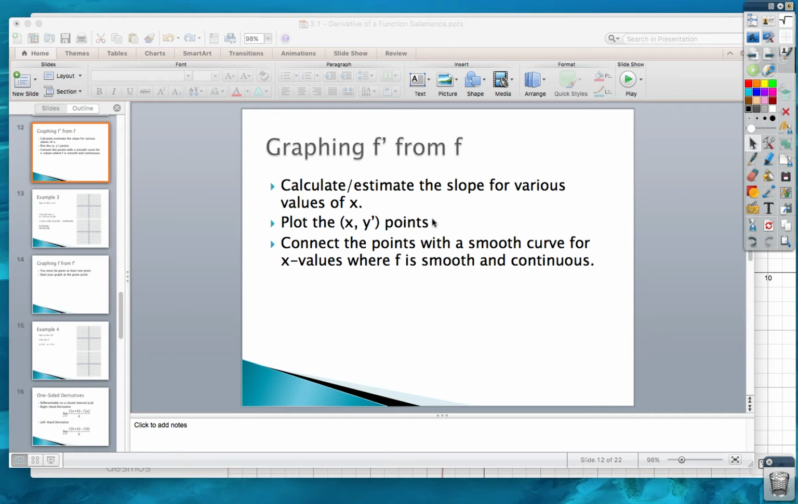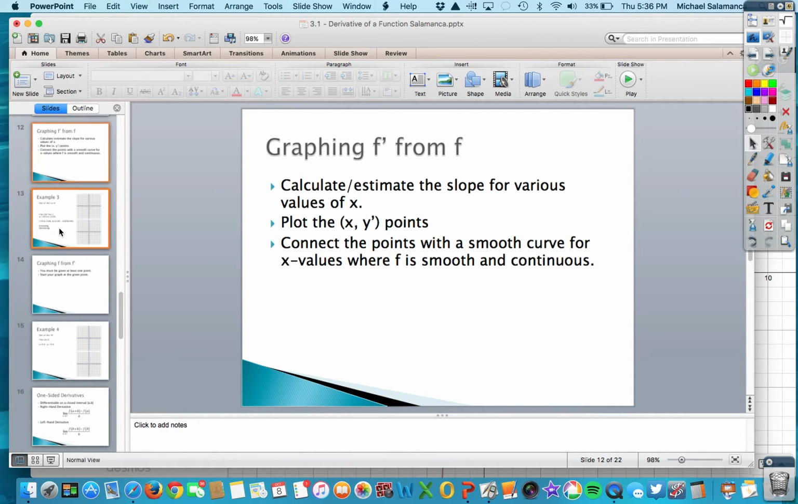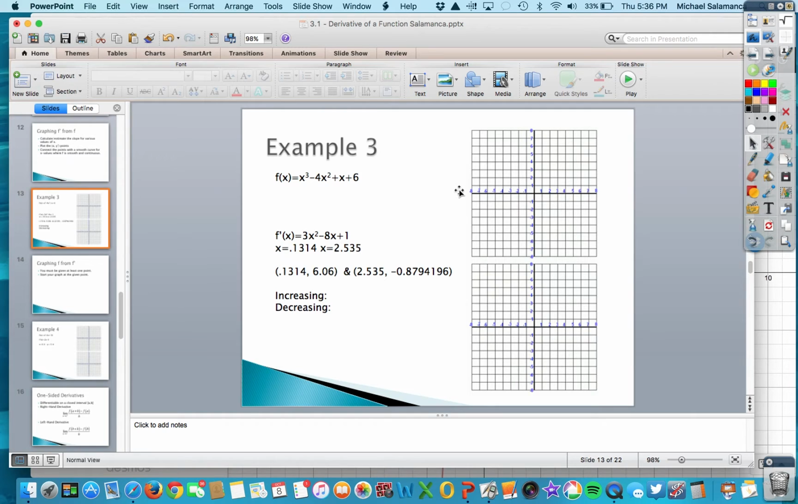So graphing f prime from f. In order for us to do that, we're going to calculate or estimate the slopes for various values of x. We're going to plot the x comma y prime points and then connect the points with a smooth curve for x values where f is smooth and continuous. I'm not going to exactly show you how to do that just yet. I'm going to give you examples and we're going to work on this in class. But I did want to give you some examples to at least start with.